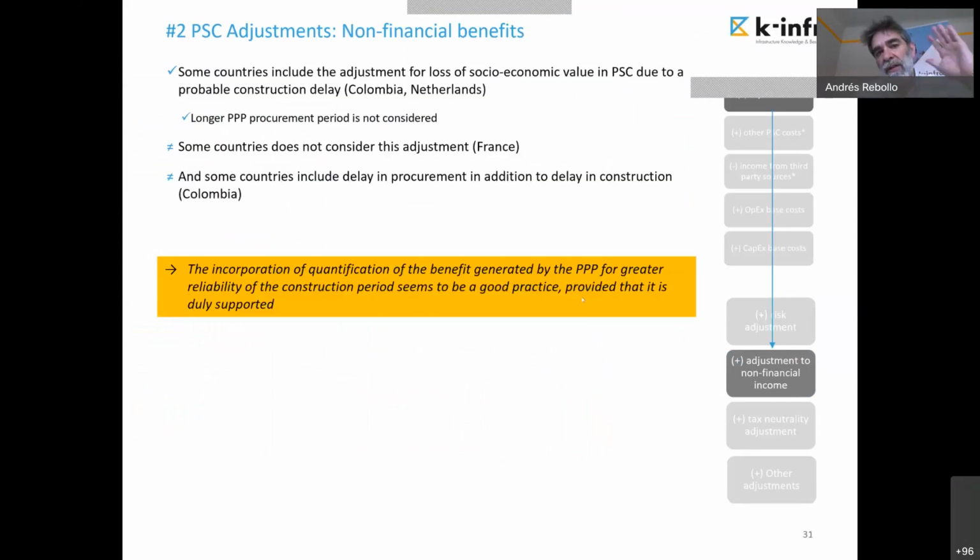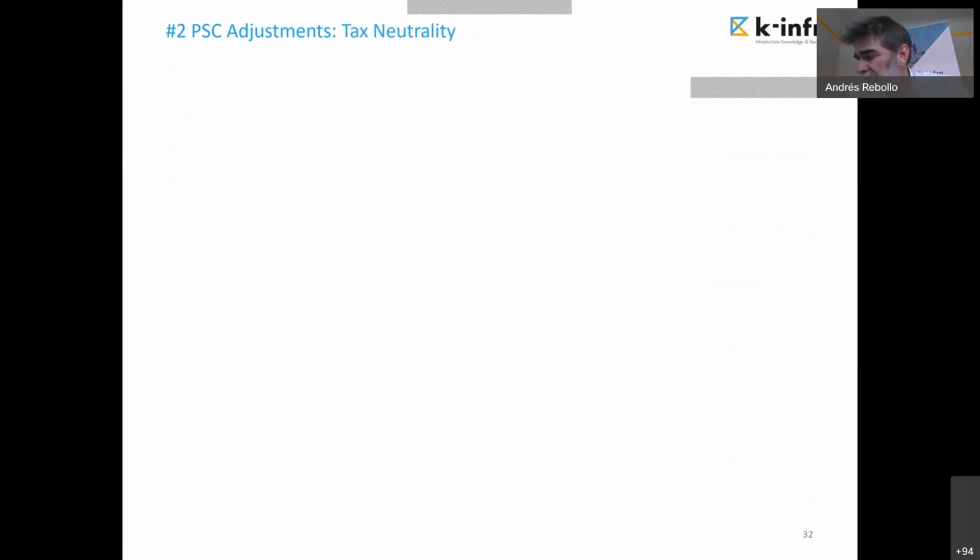PSC adjustments, non-financial benefits. So we saw risk adjustment, non-financial benefits. I already explained this and we are running out of time. So the idea is to punish the PSC with an adjustment equal to the benefits that I could be losing in the PSC due to a more reliable construction term in the PPP. That's it, okay? Some countries do not consider this, like France. Many countries consider it, like Netherlands, Colombia, etc. And we like it. And it's contemplated in the CP3P guide.